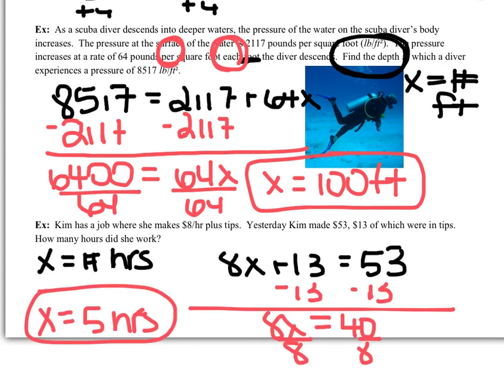So in this problem, the thing that we didn't know is how many hours she worked, so that's what our variable is going to stand for. We know that she makes $8 per hour, so 8 is going to multiply the number of hours, which we've called x. But then she also earned $13 in tips, so you just add on the 13 and her total was 53. Solve using reverse PEMDAS and you get that she worked a total of 5 hours, which makes sense. If you're making $8 per hour for 5 hours, that would get you $40, plus the 13 in tips would get you the 53.